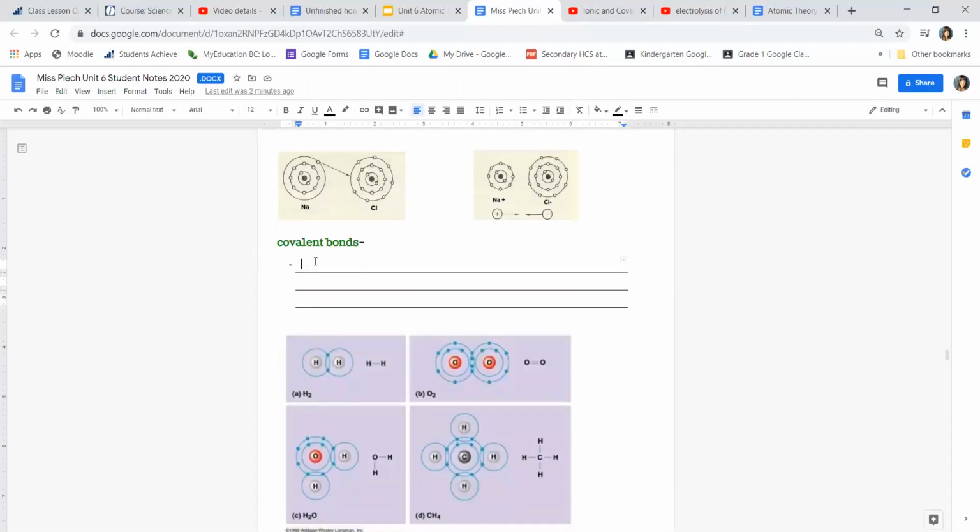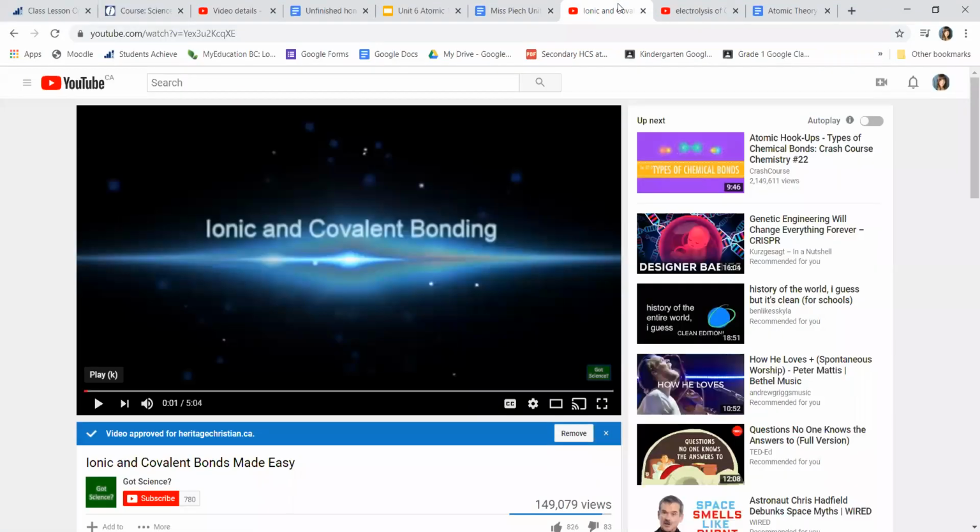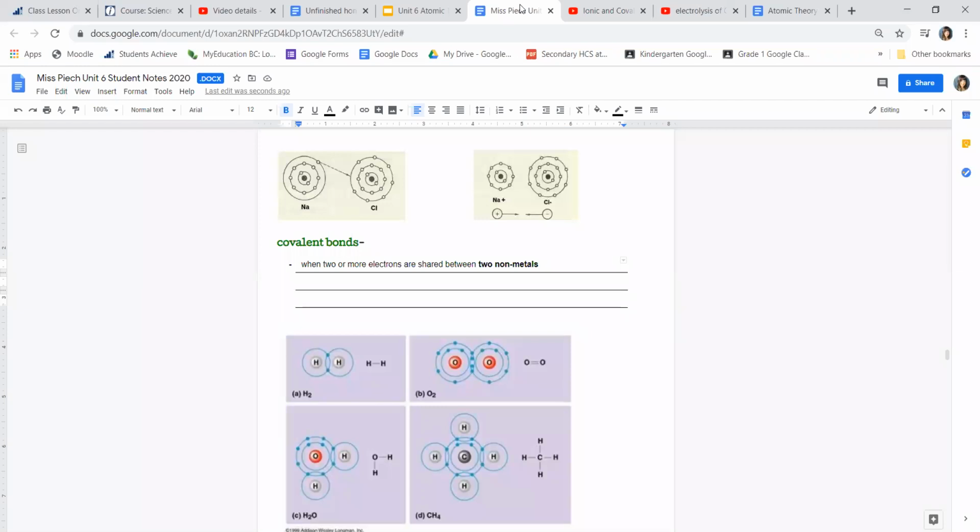Whereas with a covalent bond, that's simply when you have two or more electrons that are shared between, and this is where it changes, two non-metals. So now you're looking at elements on the periodic table that are non-metals. Even in this video, it will explain which ones are the non-metals and which ones are the metals. You did learn that before in the last lesson about the periodic table of the elements.